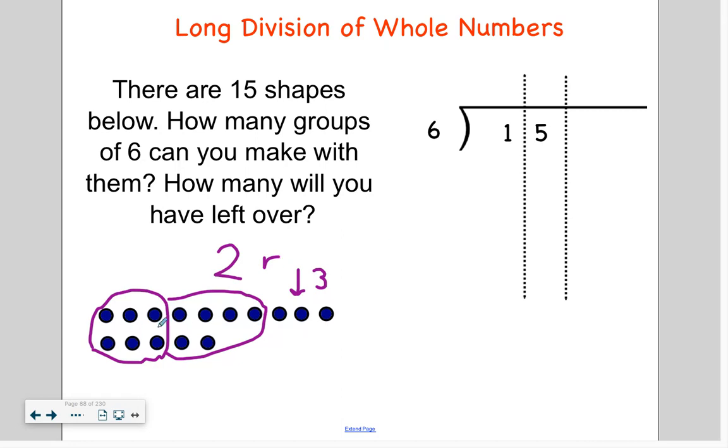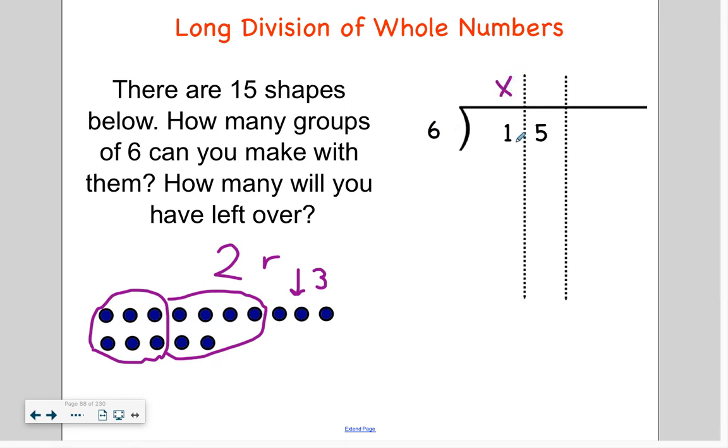So we had 2 equal groups when we had 15 shapes that we made into groups of 6, and we had 3 left over. Watch what happens when we do the long division. So we start by asking ourselves, can we evenly divide 6 into 1? Or how many groups of 6 can we make if we only have one finger? Since we can't do that, we'll put an X.